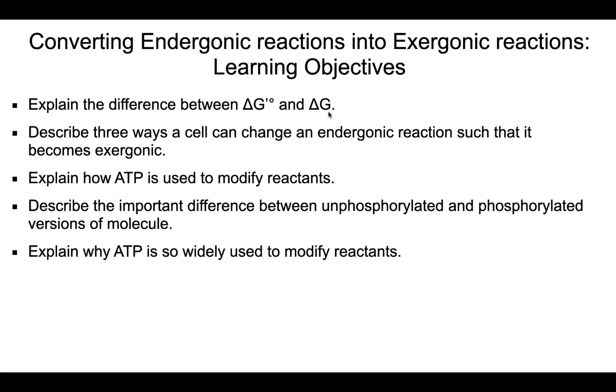So, please review this lecture until you can, with confidence, explain the difference between standard delta G and actual delta G. Describe 3 ways a cell can change endergonic reactions such that they become exergonic. Explain how ATP is used to modify reactants. Describe the important difference between unphosphorylated and phosphorylated versions of a molecule. And finally, explain why ATP is so widely used to modify reactants.